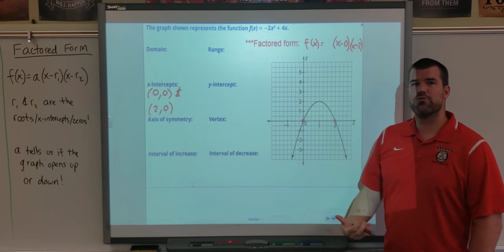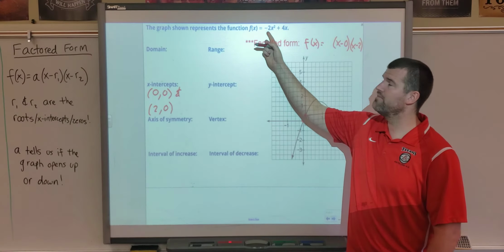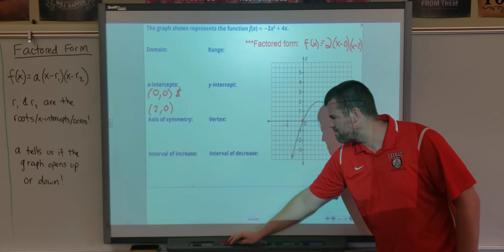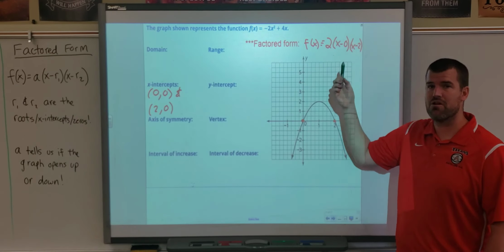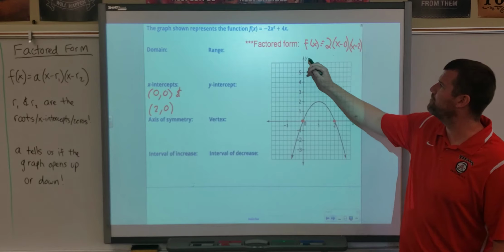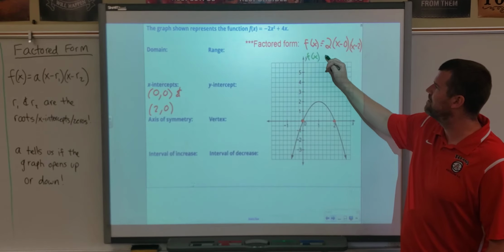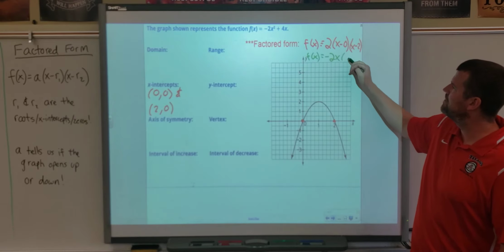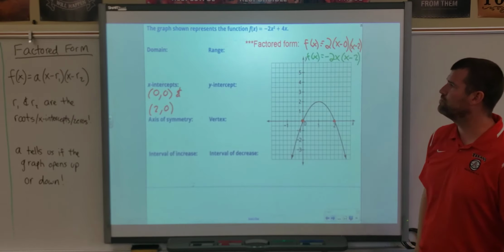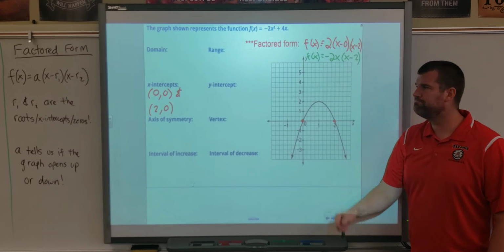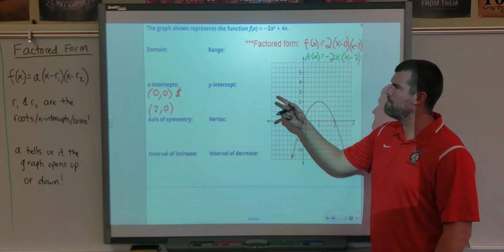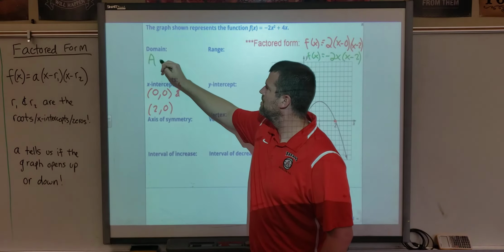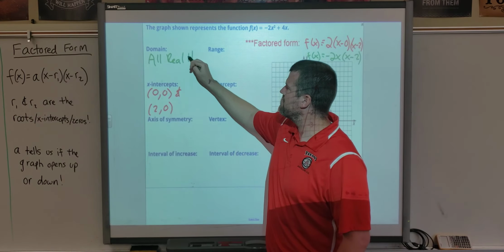But then we also have to make sure to put the a value out front, and our a value is -2. And then we would simplify this because what is x minus 0? It's just x, right? So I would rewrite this as f of x equals -2 and then x parentheses x minus 2. So putting it in factored form. But as we go through this graph, the graph goes left and right forever. So domain is all real numbers.